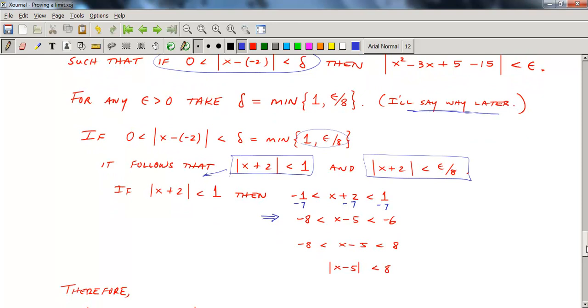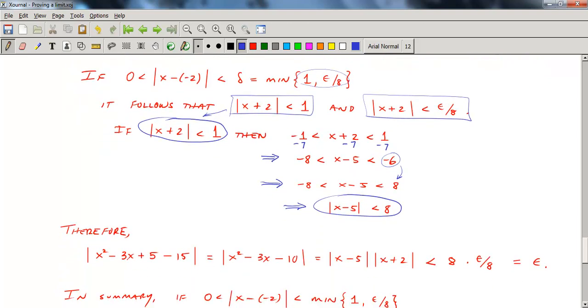Now, I can make a weaker inequality out of that by replacing this number with a larger number. And I chose to do that so that now I have a symmetric inequality, and I can rewrite it as an absolute value. So this line is weaker than that, but the next line is equivalent to the line above it. So in conclusion, at least up to this point, if the absolute value of x plus 2 is less than 1, then the absolute value of x minus 5 is less than 8.